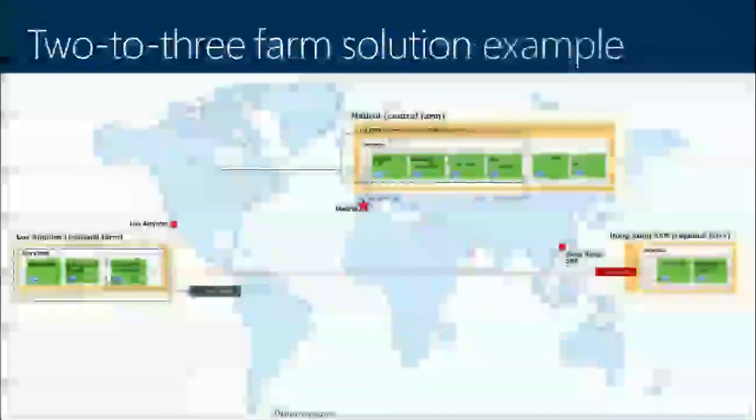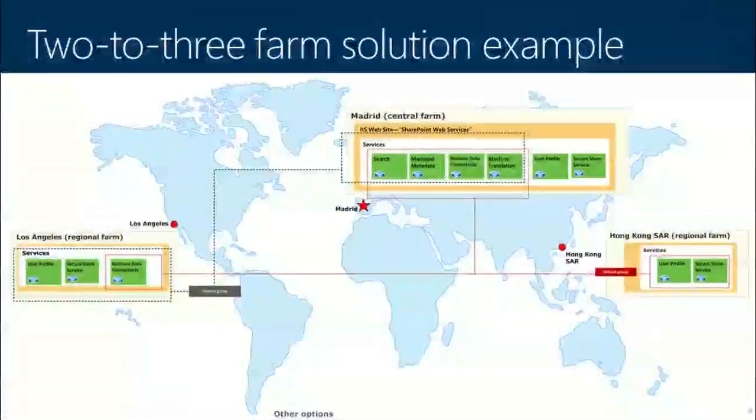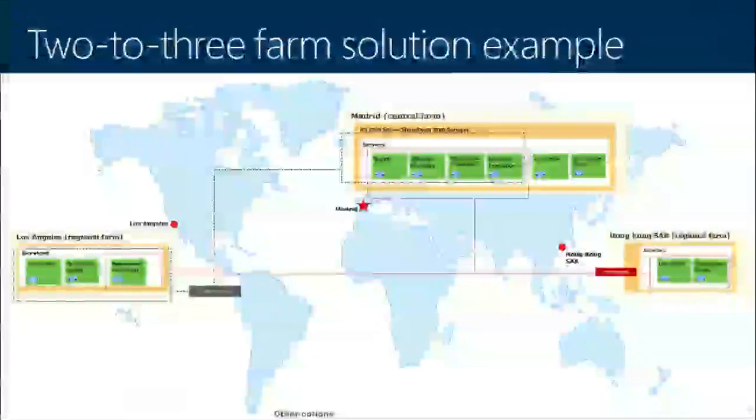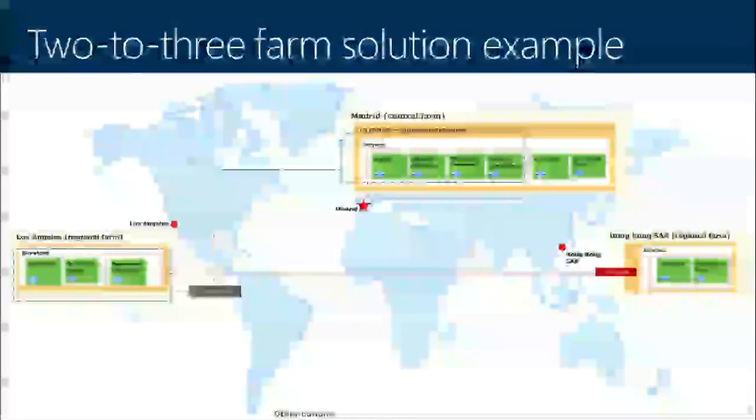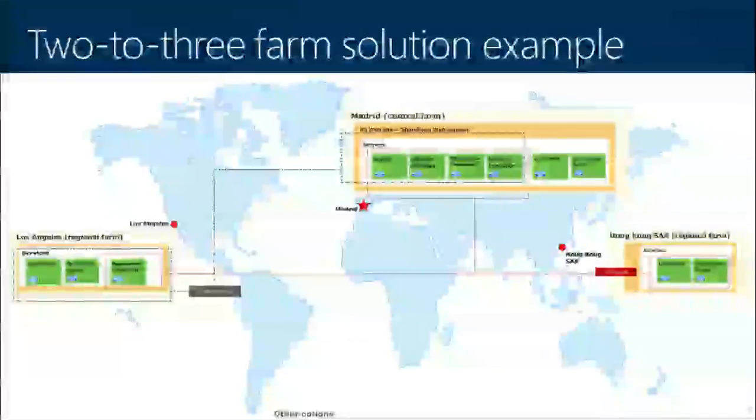So here's an architecture example, and this comes from our geo model on the technical diagrams page on TechNet. The gist here is we've got a central farm with a superset of services and then a couple of regional farms with a subset of services. The key here is the user profile service at each one of these farms. Some good services to share are managed metadata and machine translation, and Faison is going to give you more information about those.